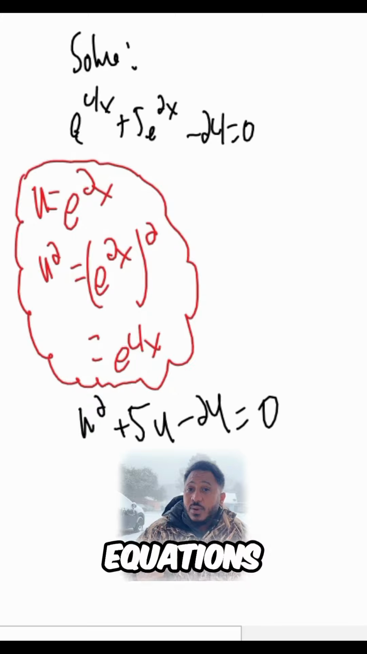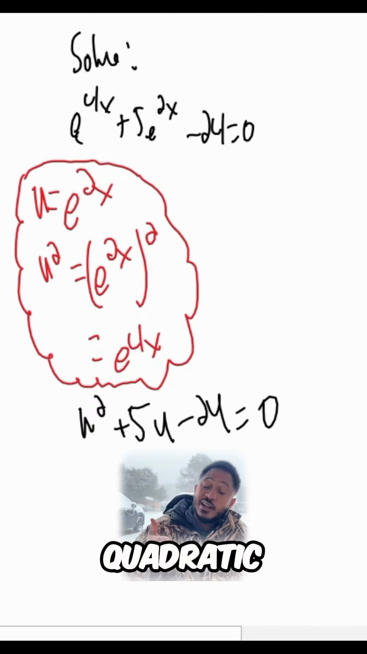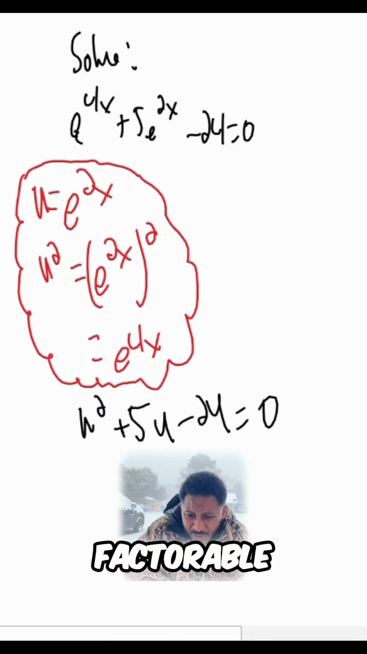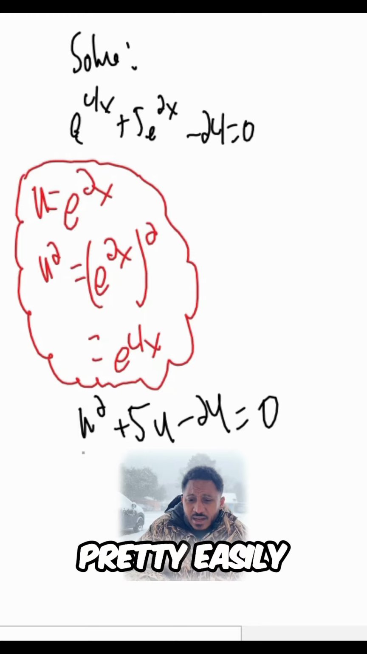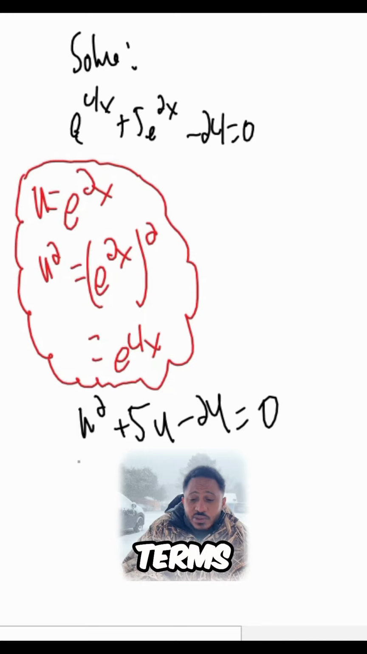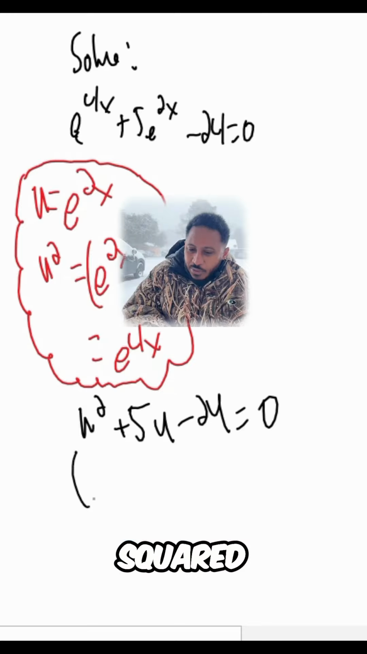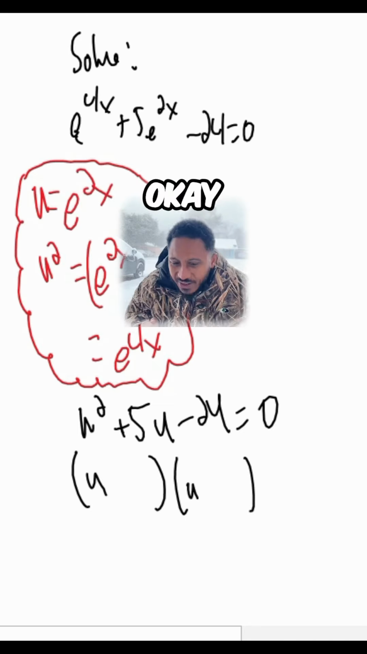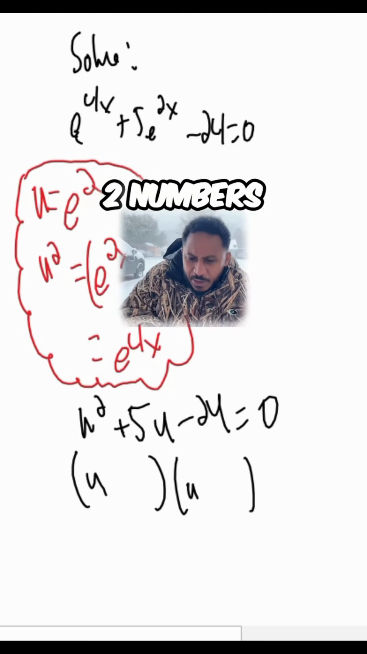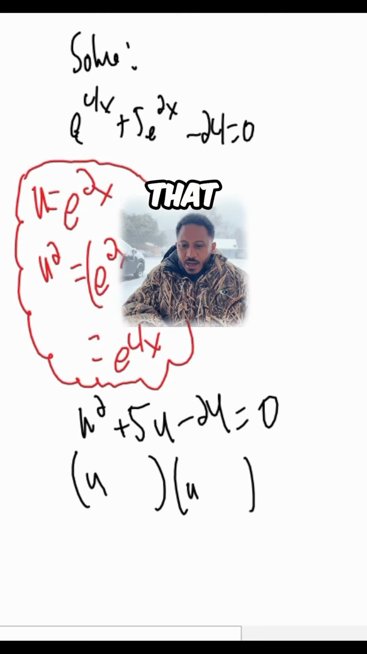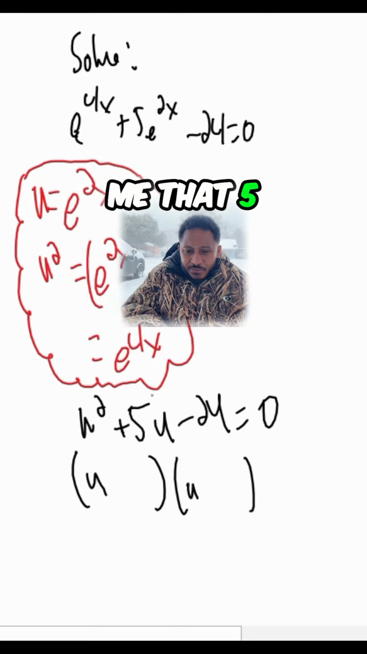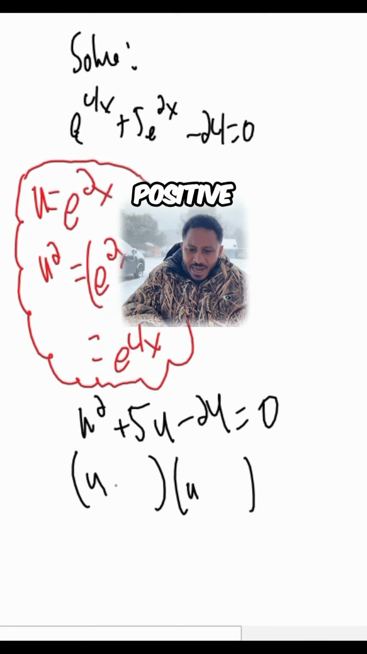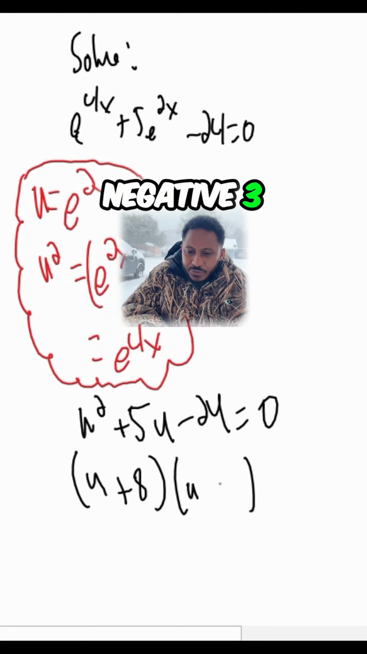To solve quadratic equations, we can complete the square or use the quadratic formula. This one I think is factorable, right? We can factor this pretty easily. There's a 1 in front of the u squared, so we'll set up a double bubble: u and u. Then we need two numbers that multiply to negative 24 and combine to give me that 5. So let's see, positive 8 and negative 3, I think, works.